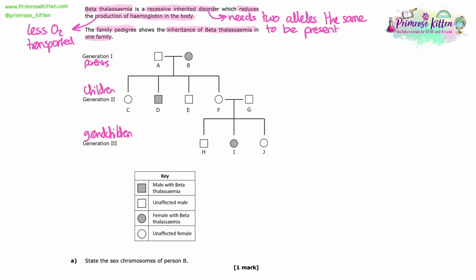So we've got the parents in the first generation, then we've got their children and their grandchildren in the 3rd generation. So it wants us to state the sex chromosomes of person B. So if we have a look, obviously sex chromosomes are XX or XY, which is the options we've been taught, and we are using the key here to see that B is a female with beta thalassemia because she's represented by a grey circle. So therefore, in terms of the sex chromosomes, the only thing we care about really here is that she's female, so she must have XX.